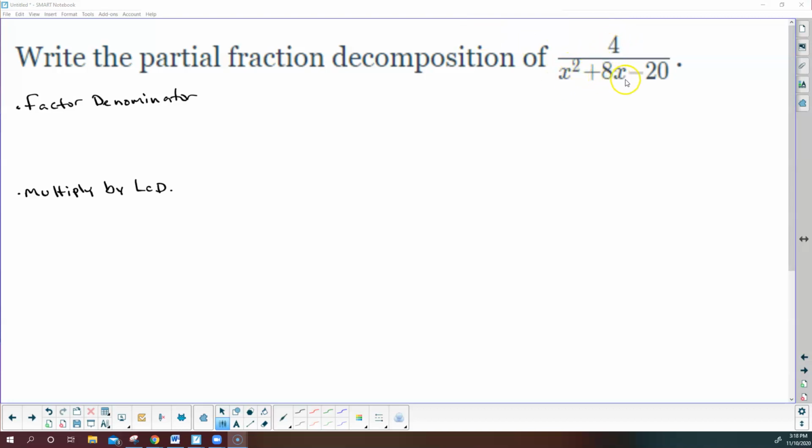But I got x squared plus 8x minus 20. Factor the denominator. So this one is really quick. You could probably do this in your head. I'm looking for factors of -20 that add up to give me +8. Well, that's +10 and -2. And notice, then I have to multiply by the LCD, but I want to kind of split this up first.